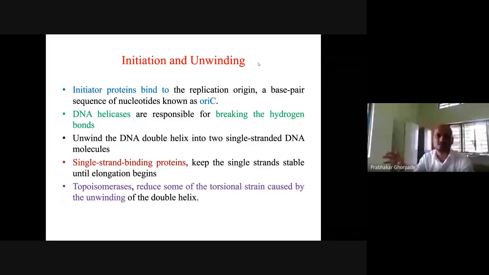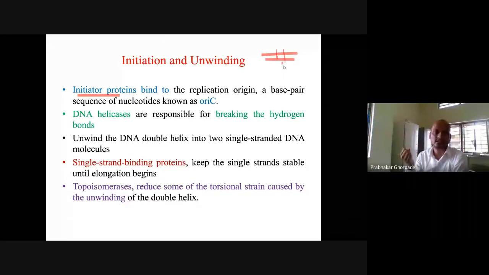The initiator protein binds at the replication origin, a base pair sequence known as OriC. So this is a DNA, and for example, this is the origin of replication. At this location the initiator protein binds, and this site we call OriC, that is, the origin of replication. So DNA replication doesn't happen at a random location. It needs specific base pair information, and only at this location will the initiator protein bind and initiate DNA replication.